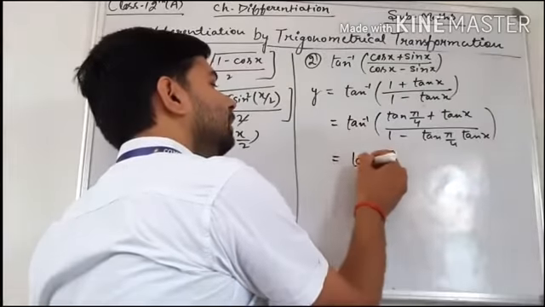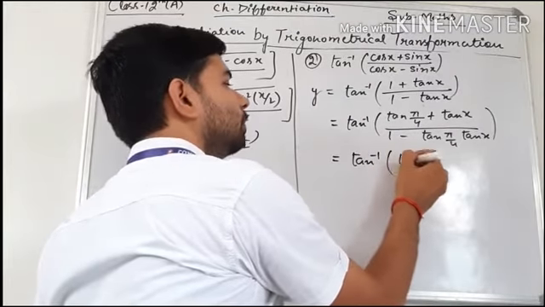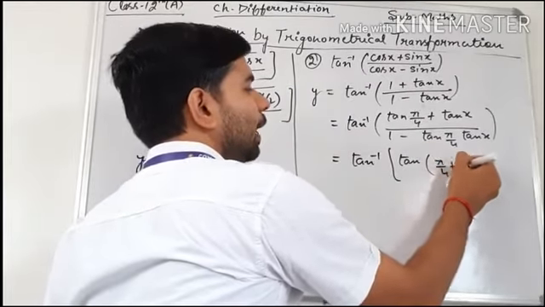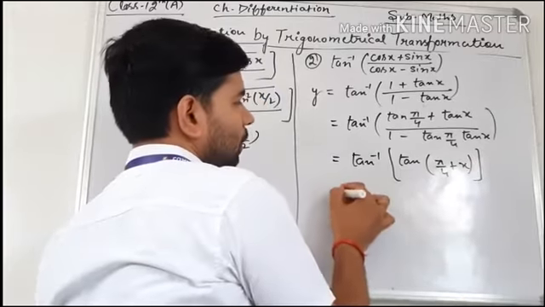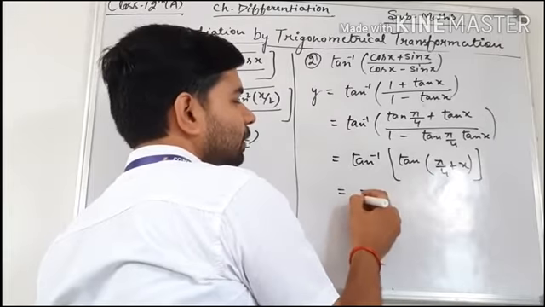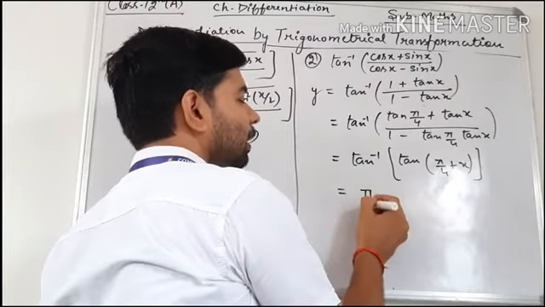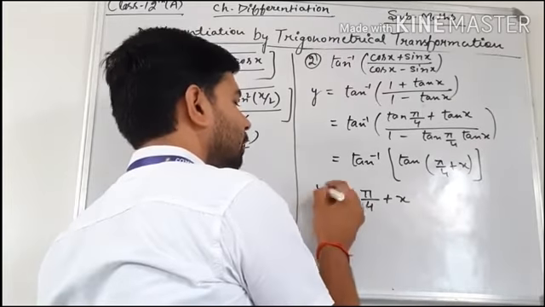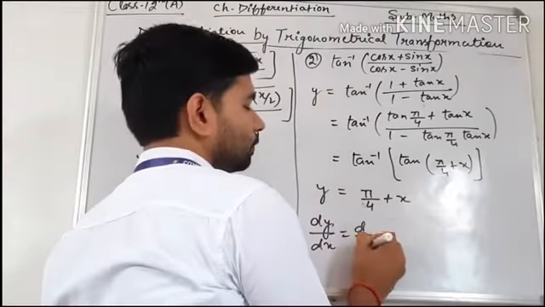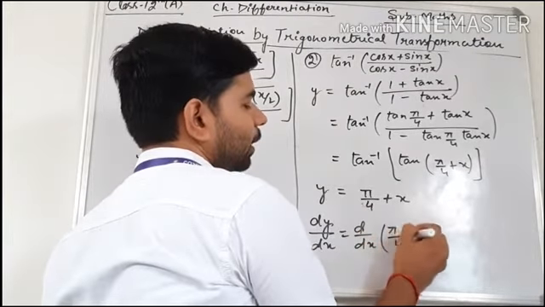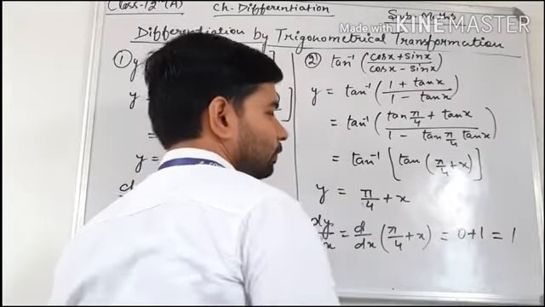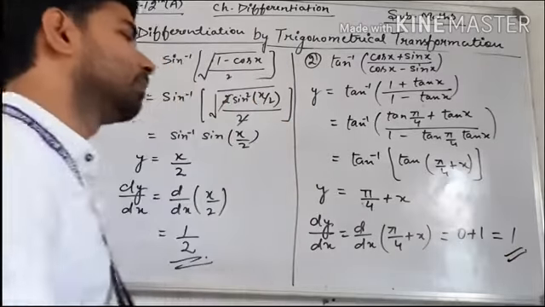Now we can write it tan inverse tan of pi by 4 plus x. This is inverse, this is tan, they cancel each other. The function will remain pi by 4 plus x. Now differentiate it. dy over dx equal d over dx of pi by 4 plus x, which is equals to 0 plus 1 equal 1. This is your answer.